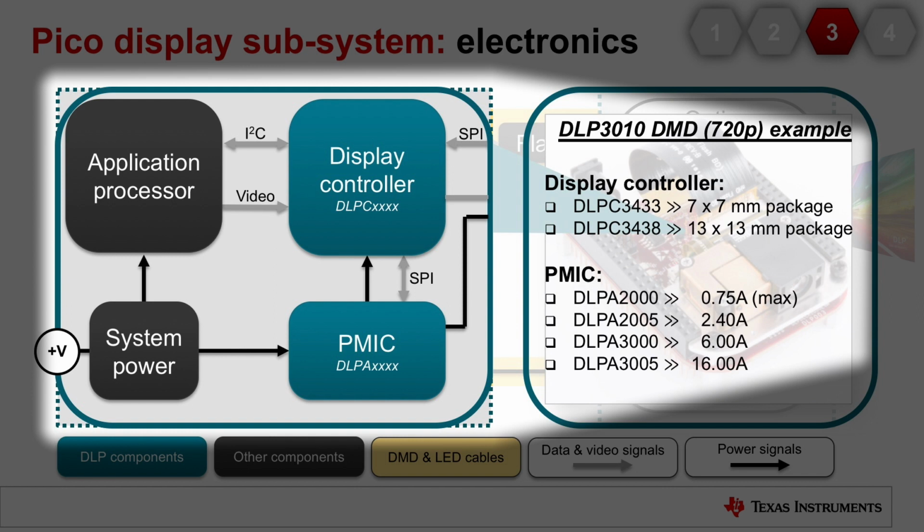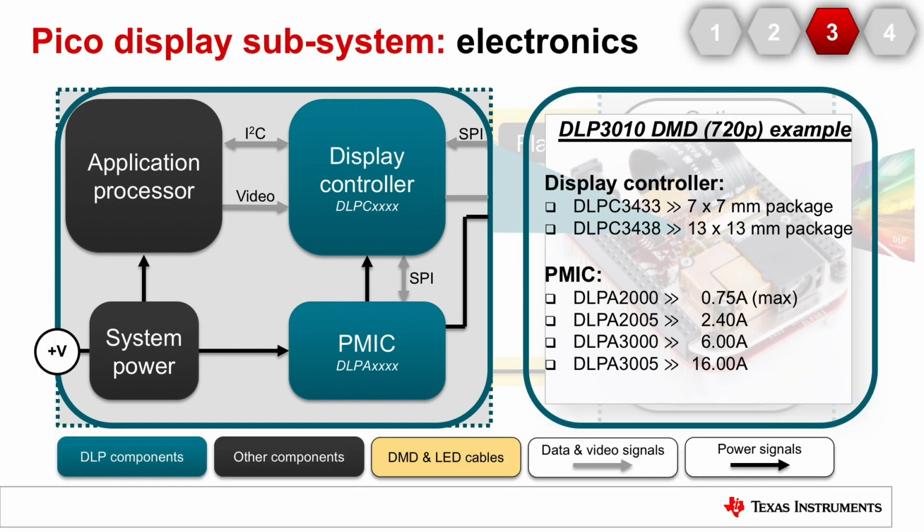The DMD and the display controller are then paired with a specific PMIC depending on the maximum current of the LED drive. In this case we have components that range from the DLPA 2000, which supports a maximum current of 0.75 amps, up to the DLPA 3005, which supports currents up to 16 amps. Please note that the LED current that is supported has to meet the thermal specifications of the DMD.